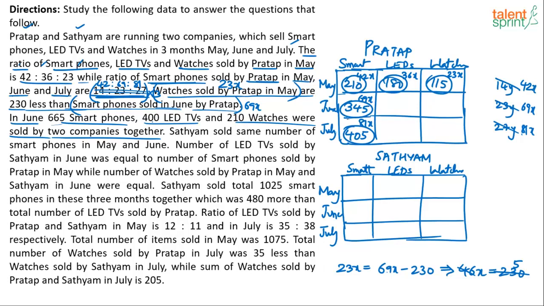So if you observe, the total of smartphones in June is 665, out of which 345 is here. So what should be the value here? 665 minus 345.